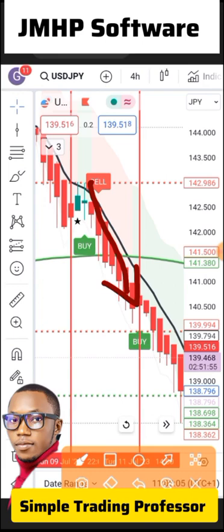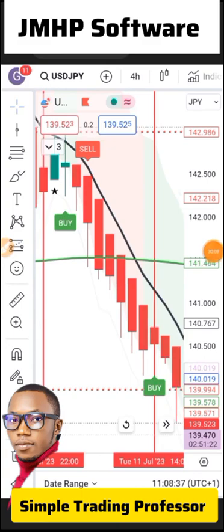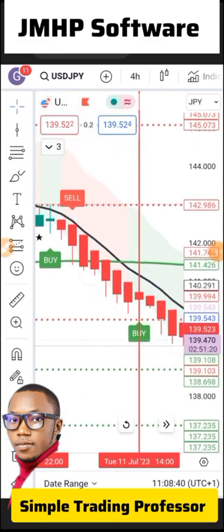So if the daily is selling, the 4 hours is selling, I come to 1 hour, and if there's a sell move already on 1 hour, I don't take it. I wait for a buy to come and another sell to come. That other sell is what I will take and flow with the trade. So I hope you got that correctly. I made mention during the training that you are not to take all buy and all sell signals.